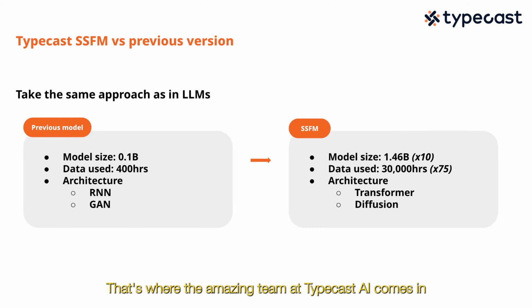That's where the amazing team at Typecast AI comes in. They've been working hard for a year on this new SSFM model. They basically took everything they had before and cranked it up to the state of the art. The model size went from a measly 100 million parameters to a whopping 1 billion. That's 10 times bigger. They also fed it way more data to learn from, jumping from 400 hours to a mind-blowing 30,000 hours. That's over 70 times more.